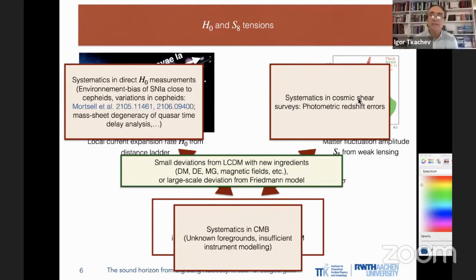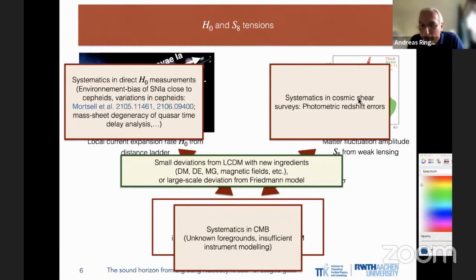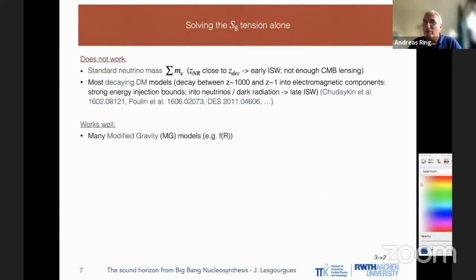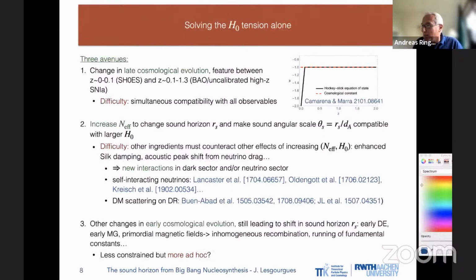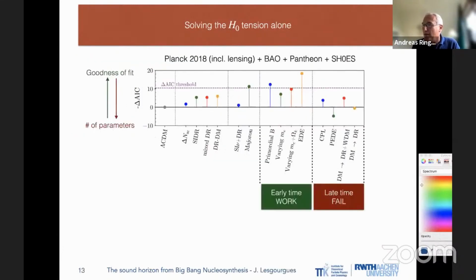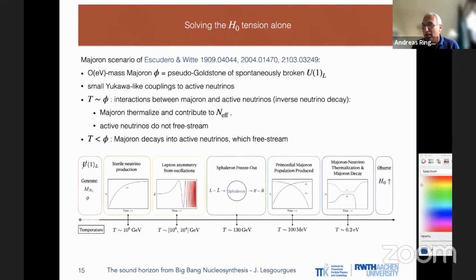Next question, Andres. Yeah, Julien, thank you very much for this inspiring talk. I have a question about this Majoron. What would be the best prospects to look for this in a laboratory? You said it should have a mass of the electron volt scale. What are the necessary interactions you need to solve the problem, and what could be the couplings to the photon or so?